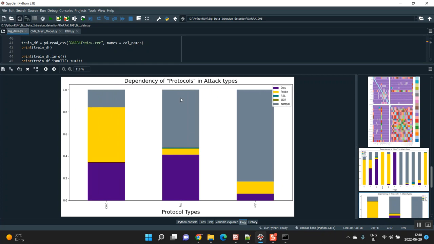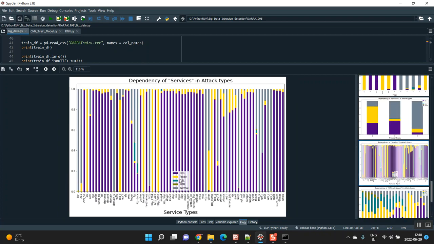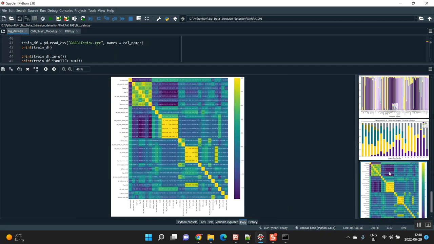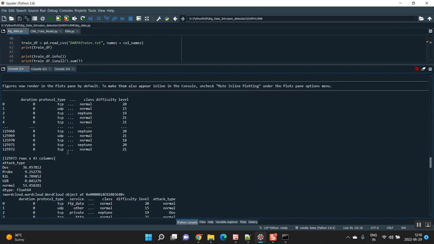Here the protocols are ICMP, TCP and UDP. Based on these protocols, we are segregating how much DOS attack, probe attack, R2L, U2R and normal there are. On the same basis, the service types available in the data set are also shown. Based on that, we show the percentages of DOS, probe, R2L, U2R and normal. So we are calculating the complete flow which you had informed me.